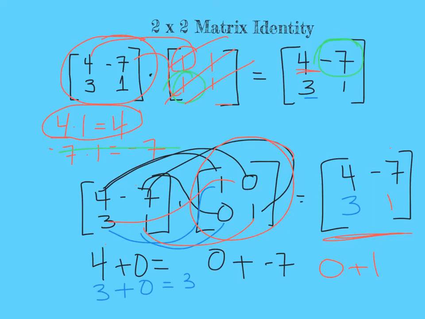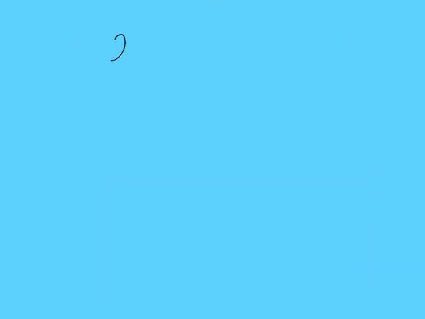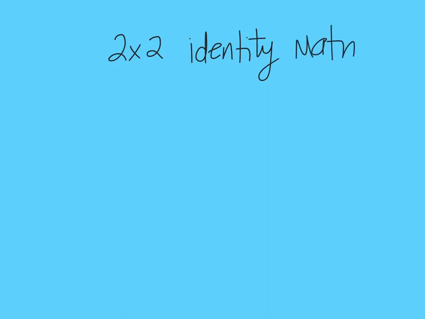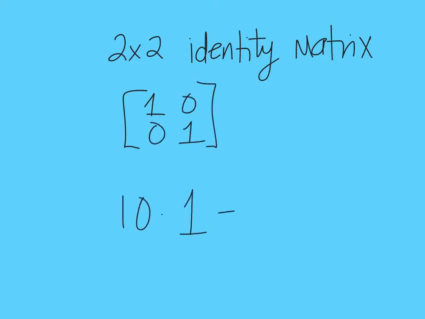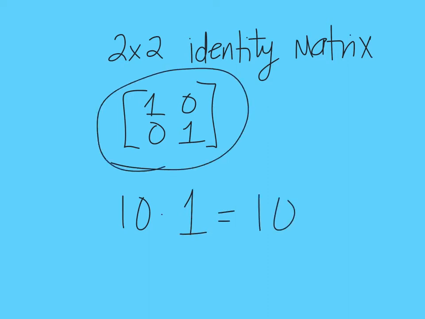So I'm going to turn the page to make it a 2 by 2 identity matrix. So what does it mean? Again, it just means that if I multiply 10 by 1, I get 10. Well, if I multiply a matrix by this value here, a 2 by 2 matrix by this, I go back to the original matrix. Like in the world of 2 by 2 matrices, this matrix is like the 1 in the world of multiplication. Okay, so remember that.